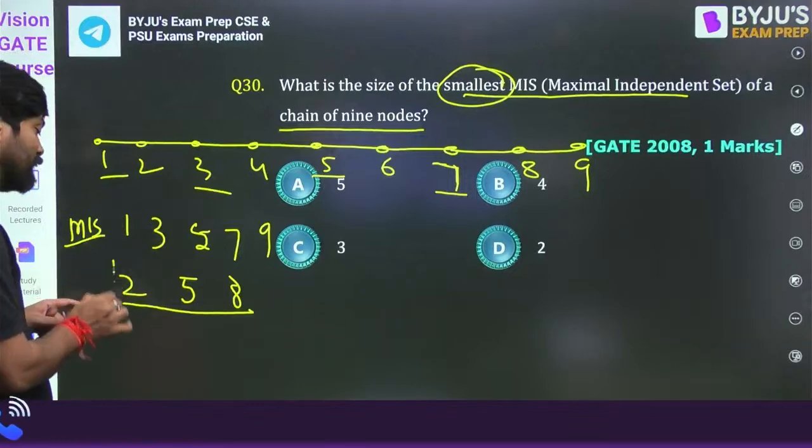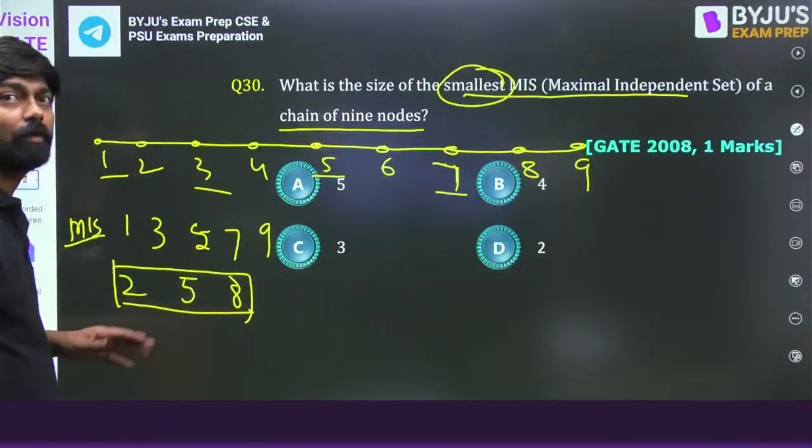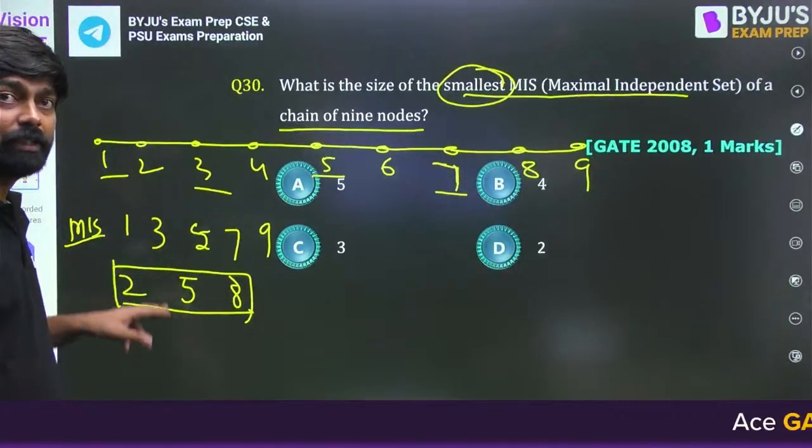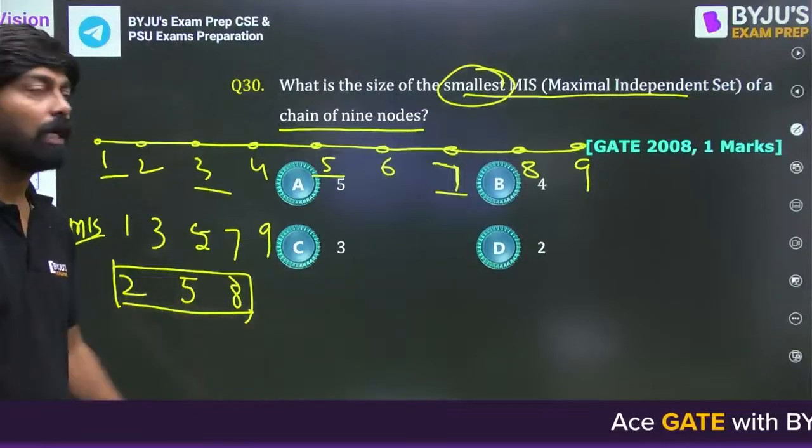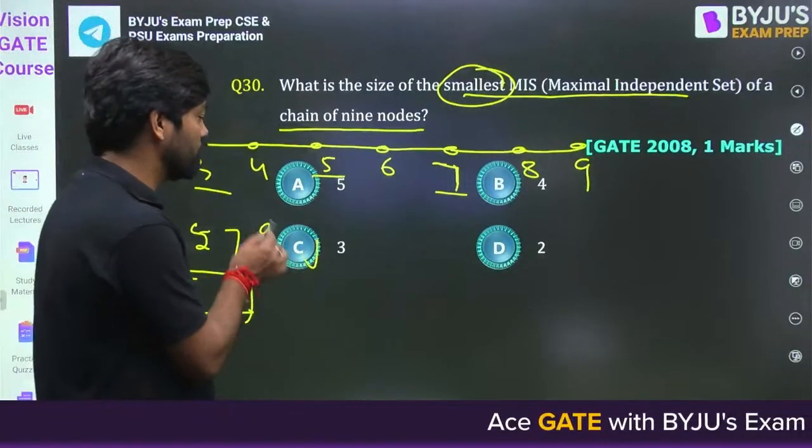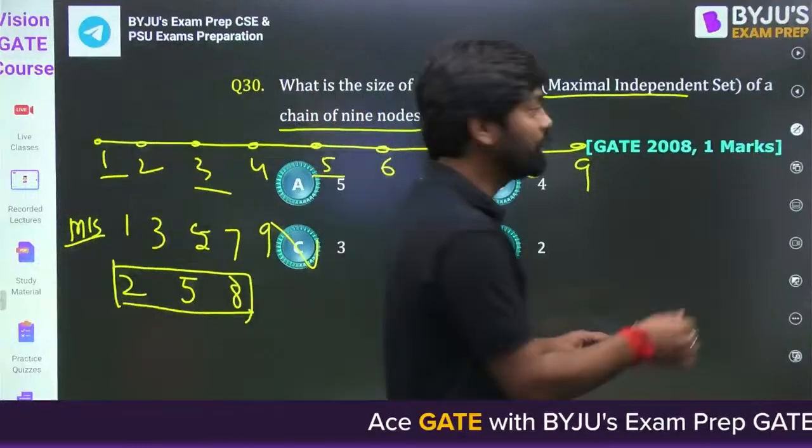So among those, this is the minimum, the smallest one. There can be others as well, but this is the smallest one. Fine, 2, 5, 8. So that's why the answer will be 3. So for this one, the answer will be 3. 3 will be the right answer.